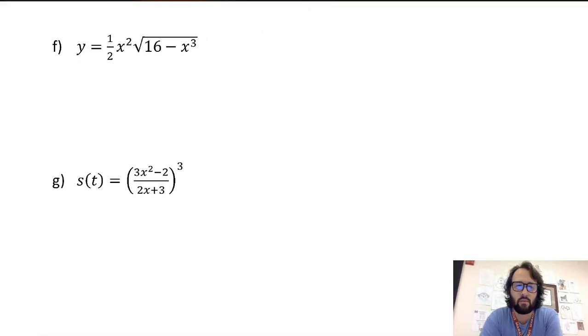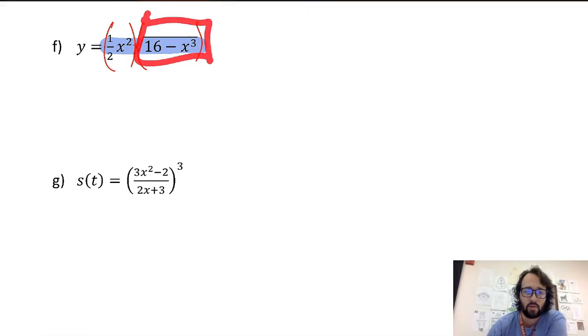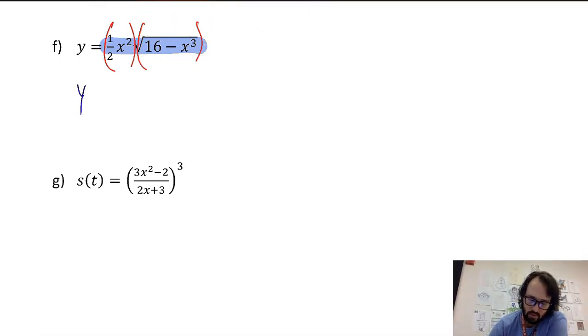All right, so this one. This is where we're starting to get a little bit more interesting, right? The first thing that I see is I have a product property. I have this thing times this thing. And when I do the second derivative, or the second part here, I'm talking about all of this. When I do this part, I'm going to have to use the chain rule with that part. So first, the biggest thing is I see that I need to use the product property.